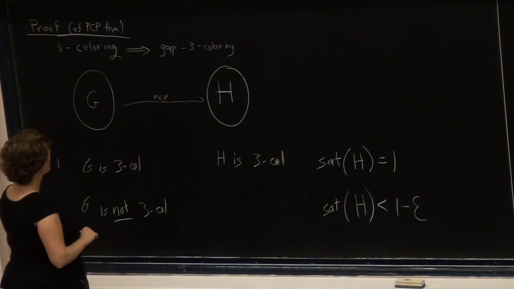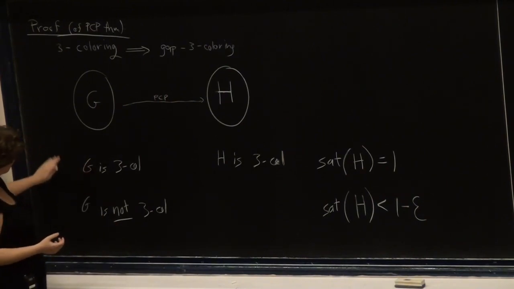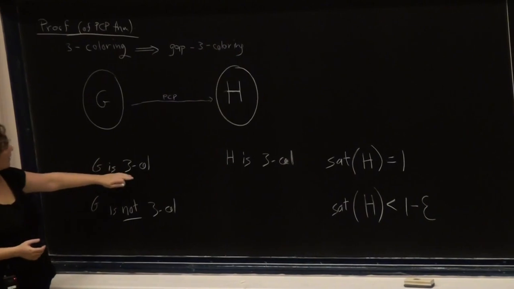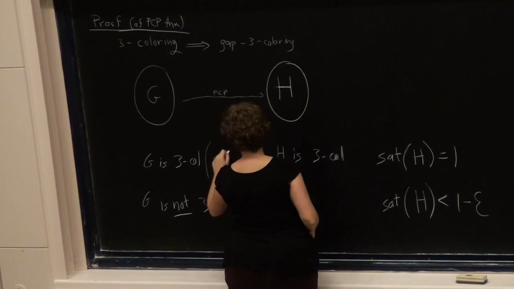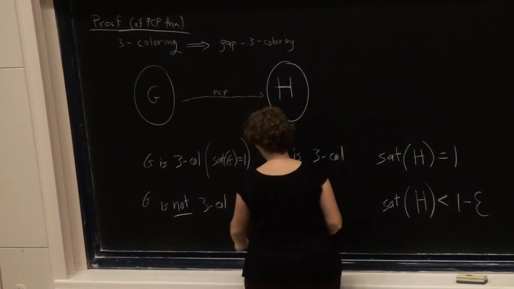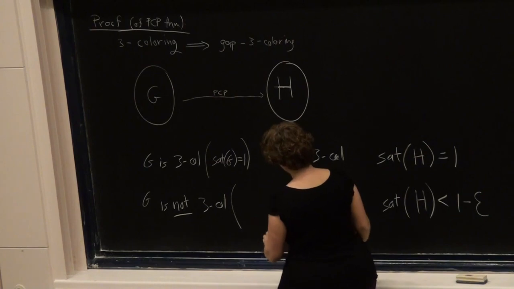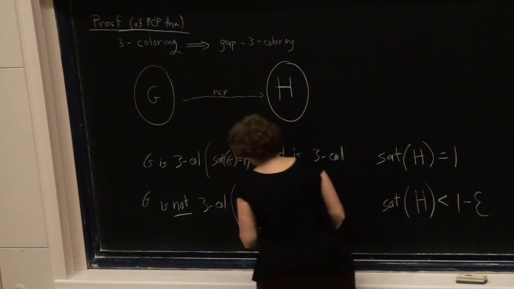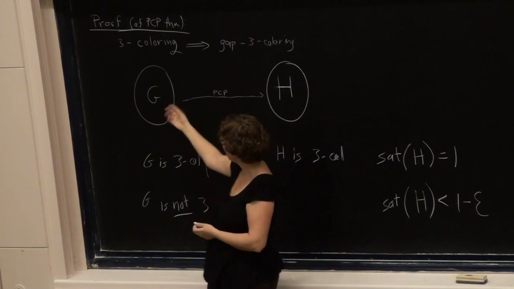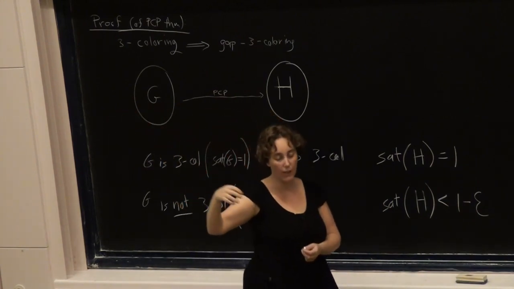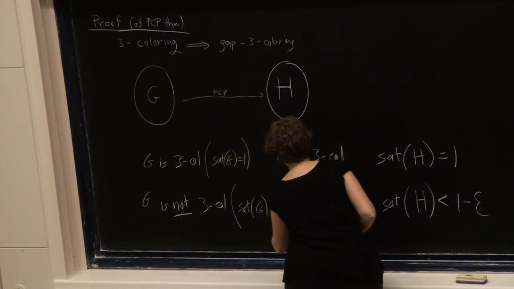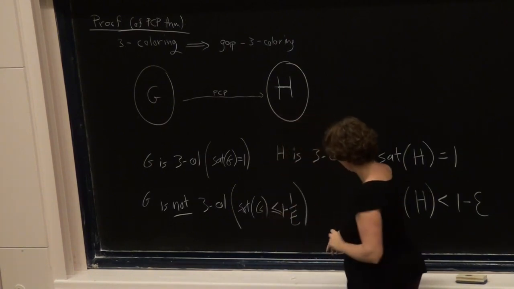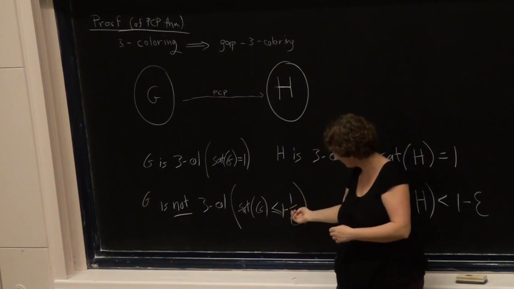The way we will do it is, even here, you have some kind of gap. When G is 3-colorable, the satisfiability value of G is 1, so sat of G is 1. And when G is not 3-colorable, what does it mean? It means that every 3-coloring of G falsifies at least one edge. So you can think of it as a fraction: a 1 over E fraction of the edges are falsified. So sat of G is at most 1 minus 1 over E. You can satisfy almost all of the edges, but there is at least a 1 over E fraction falsified.